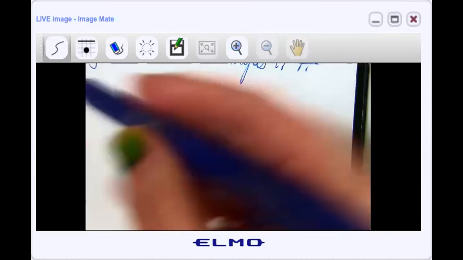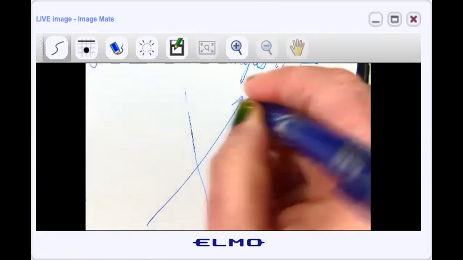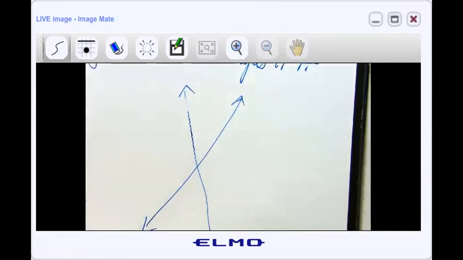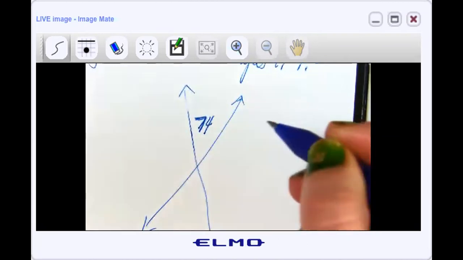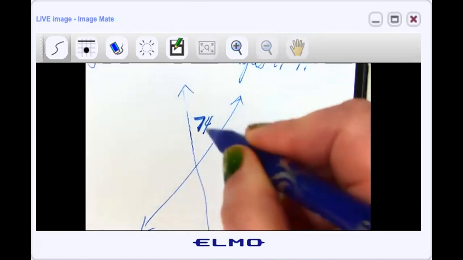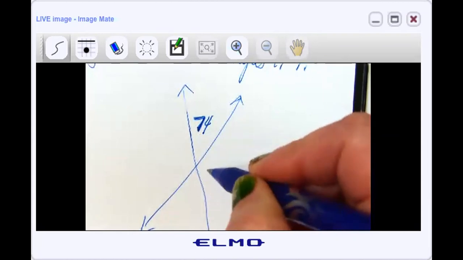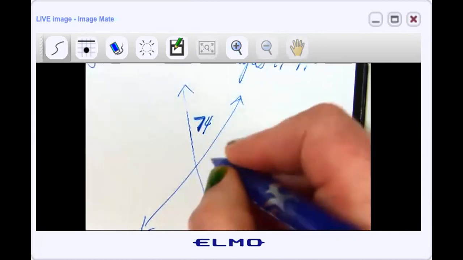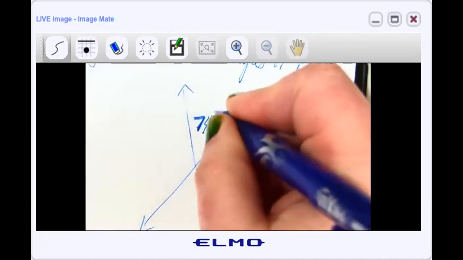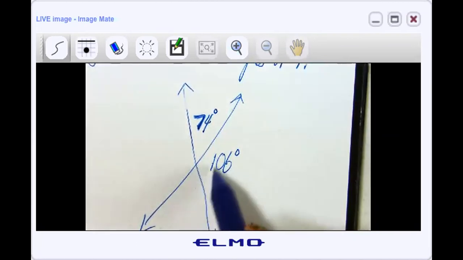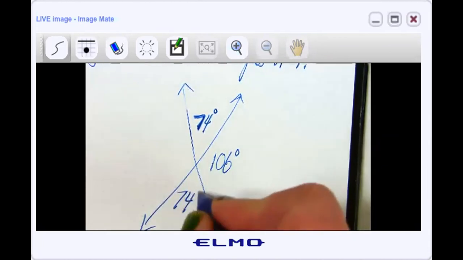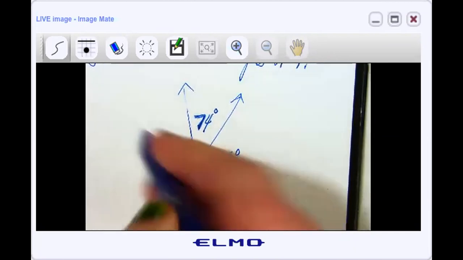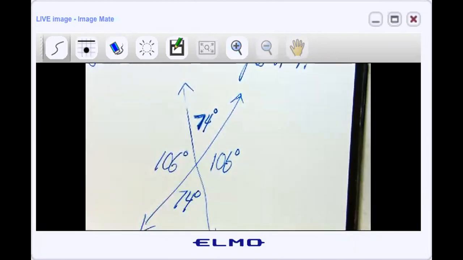I'm going to do one more real quick. Someone give me another, pick any number you want between 1 and 180. 74. Okay. If this one's 74, let's see if the same thing happens. These are a linear pair, so 180 minus 74, isn't that 106? So this is 106. Okay, let's keep going. If it's 106, these two add up to be 180. Holy smoke. So yeah, that's 74. These two add up to be 180. Oh my gosh.